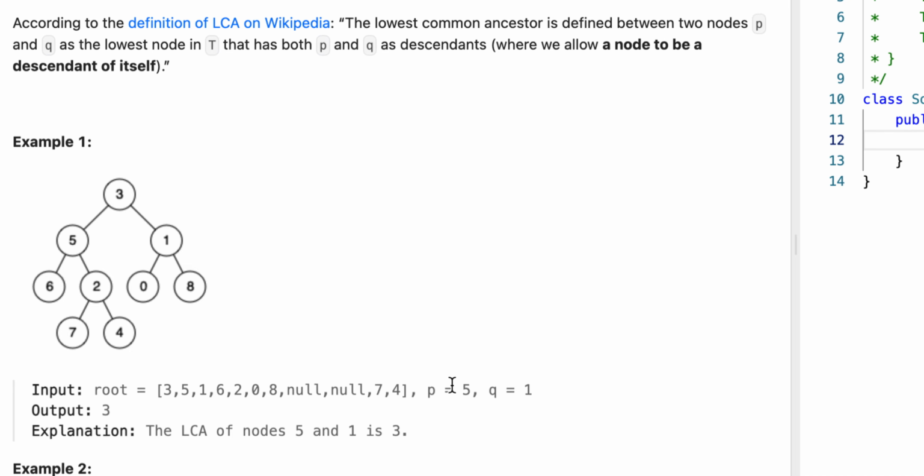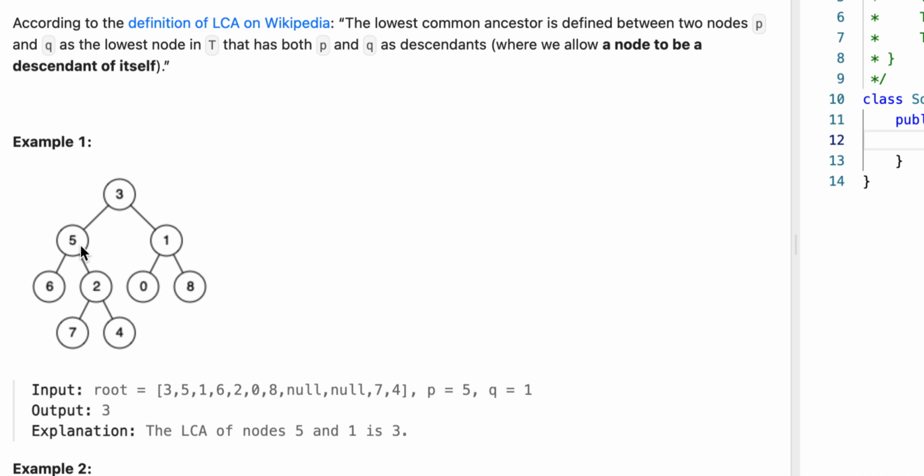Similarly, we can change our P and Q values. If our P value is 5 and our Q value is 0, then again the lowest common ancestor will be 3 only, because it is connecting both nodes, right? Because 1 is not connecting 5, since the top node is 3 and we are going from top to bottom. From bottom to top, we cannot go. We are only allowed to go from top to bottom. So for 5 and 0, the lowest common ancestor node is 3.